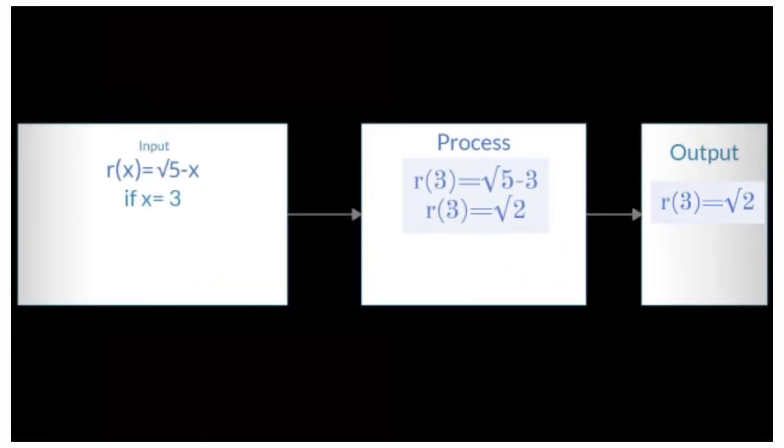Next, our input is the function r of x equals the square root of 5 minus x. If our x is 3, then in the process, r of 3 is equal to the square root of 5 minus 3. 5 minus 3 is 2. So in the output, r of 3 is equal to the square root of 2.